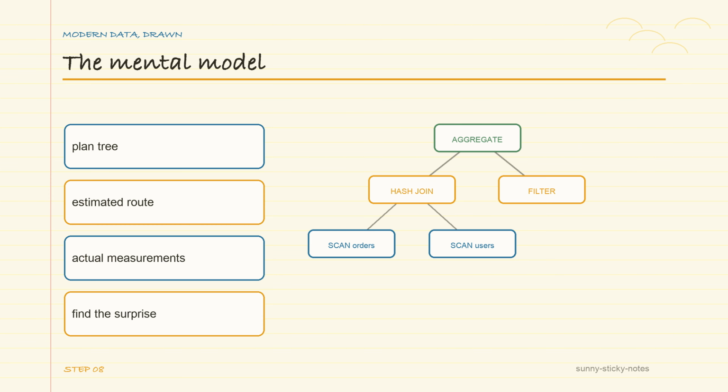Read the drawing from one idea to the next. Plan tree, then estimated route, then actual measurements, then find the surprise. You do not need to memorize every implementation detail yet. Focus on what moves, what stays fixed, and why the system does less unnecessary work.